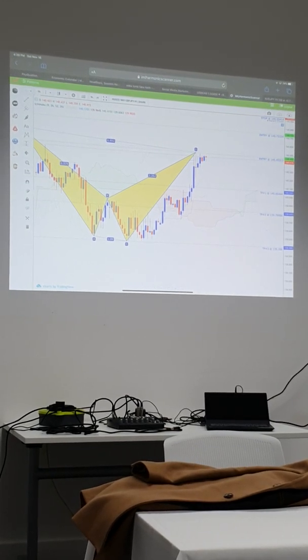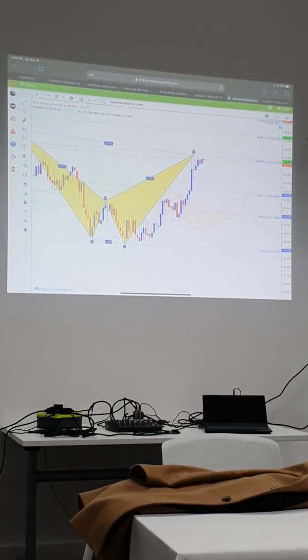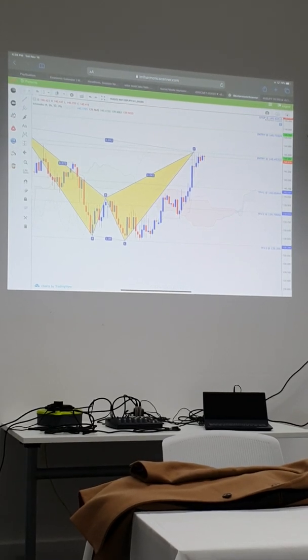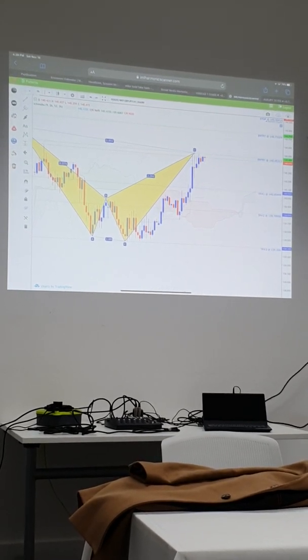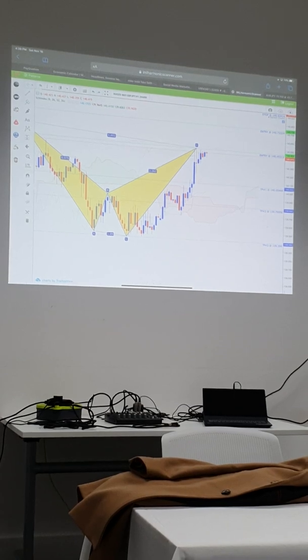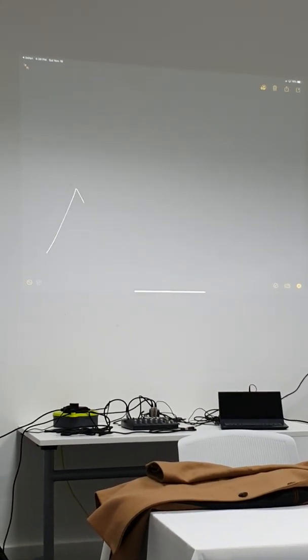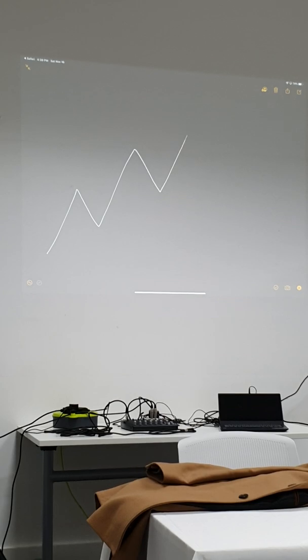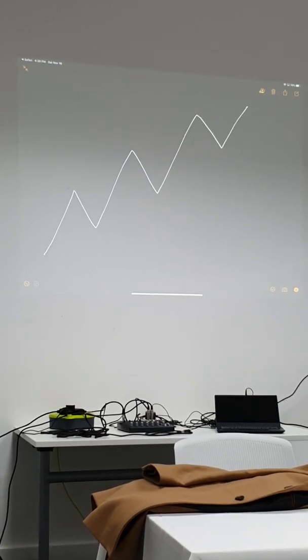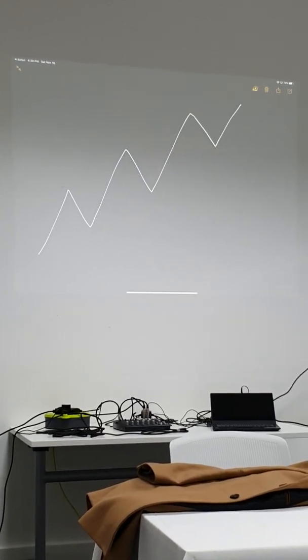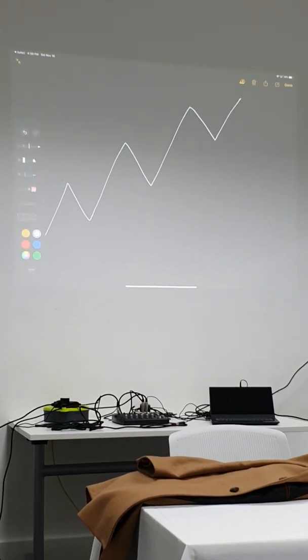What is the cloud telling us? Buy. It's an overall buy. So looking at this, I just want to share something with you. Remember how the market moves: impulse, correction, continuation, correction, continuation, correction, continuation.